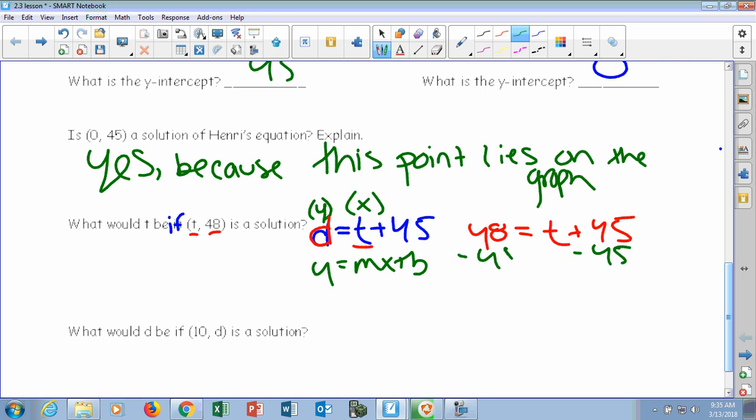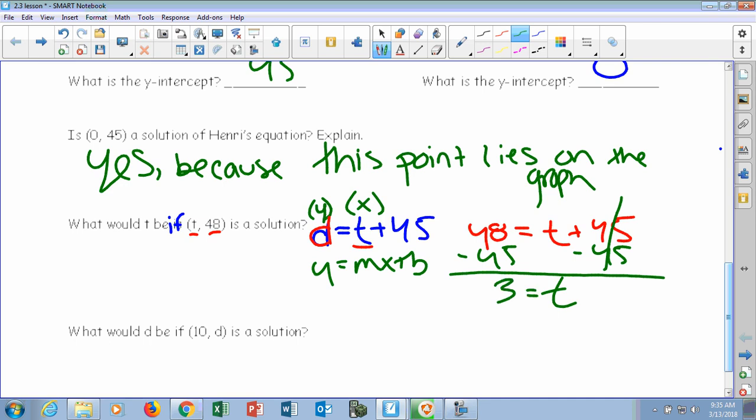Subtract 45 to get it away from that t. Since it's t plus 45, we do the opposite sign and we're going to subtract it. So my 45 minus 45 cancels out because it's 0, and on the right, I'm left with t. And then I have to do the same thing to the left. So 48 minus 45 gives me 3.